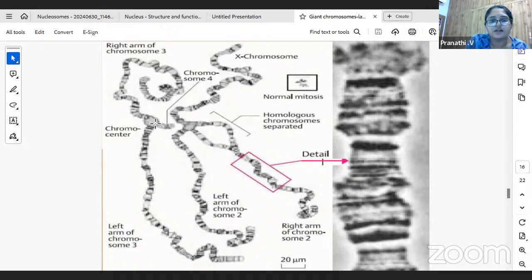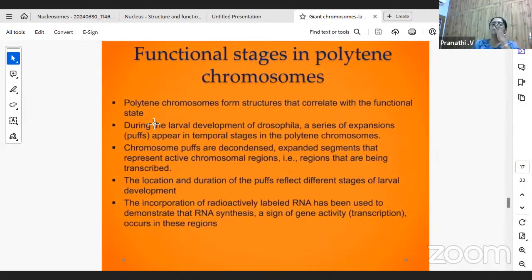And this is the chromocenter, and these are the separated homologous chromosomes. And then you have chromosome 4, right arm of chromosome 3, left arm of chromosome 3 attached at the center, the chromocenter. Now, what is its function? Does it have a function as such?